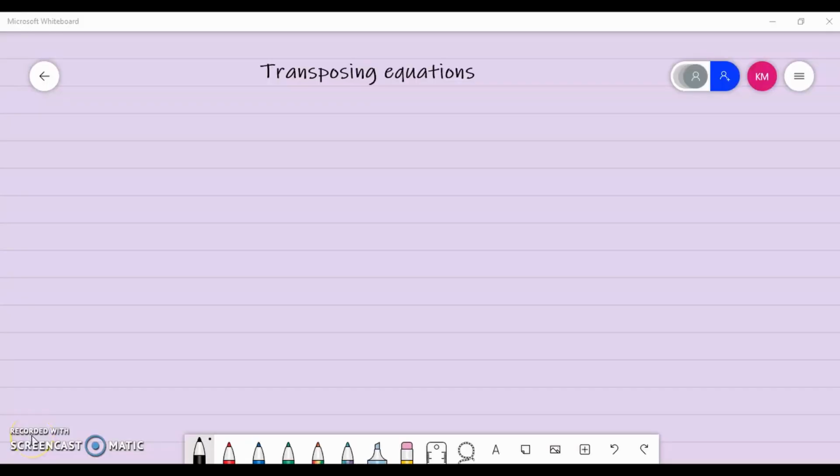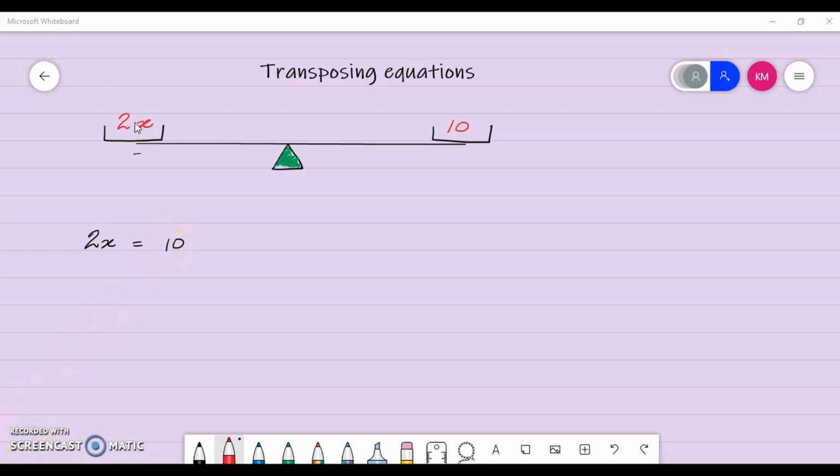In this session, we will be looking at transposing equations. Before we actually get into the topic, we need to understand what an equation is. Now, we can think of an equation as a balanced scale. Let's say we have an equation 2x equals 10. How is this represented on that scale? It is actually telling us that 2x weighs the same or has the same value as 10.